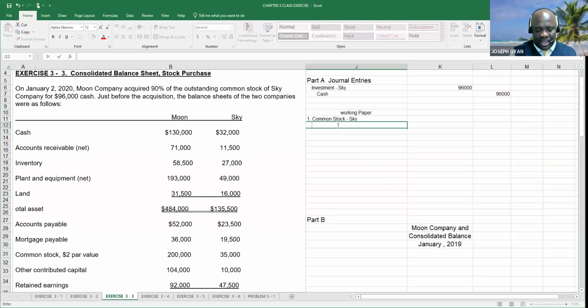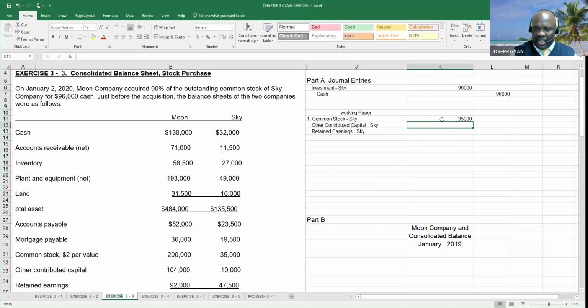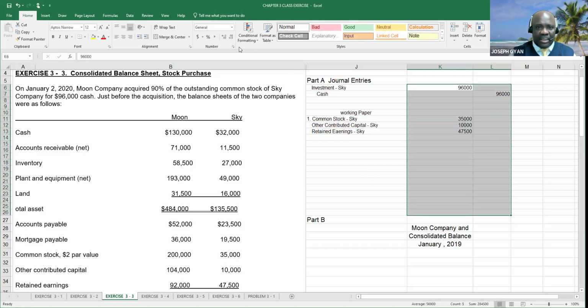So we are going to eliminate the other contributed capital of the Sky. We also have to eliminate the retained earnings of the Sky company. If you look at the common stock, their common stock is 35,000, so we are eliminating the 35,000 here. They also have other contributed capital of 10,000 to be eliminated. They have retained earnings of 47,500 to be eliminated. So we are not done yet.